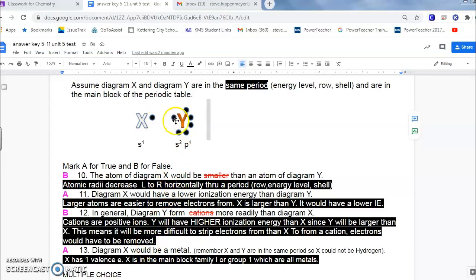13, X would be the metal. Well, we know X is bigger than Y. We know that X is in family 1. Family 1 has all metals in it, with the exception of hydrogen.